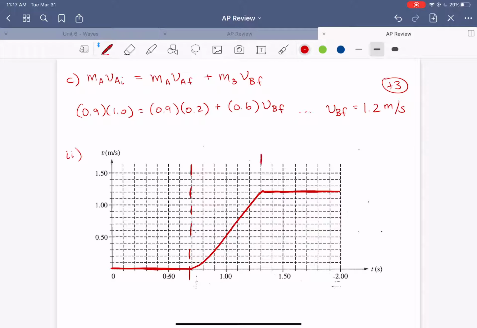Right, so there should be 3 distinct regions here, and the times for those 3 regions should be the same as in the first graph. So each one of these is again worth 1 point.